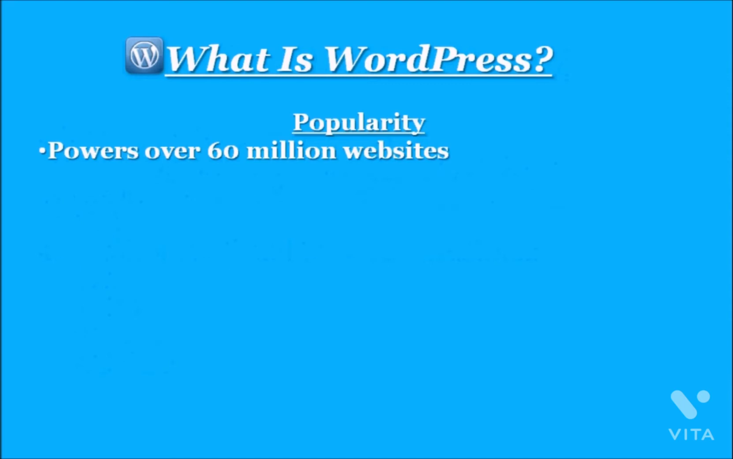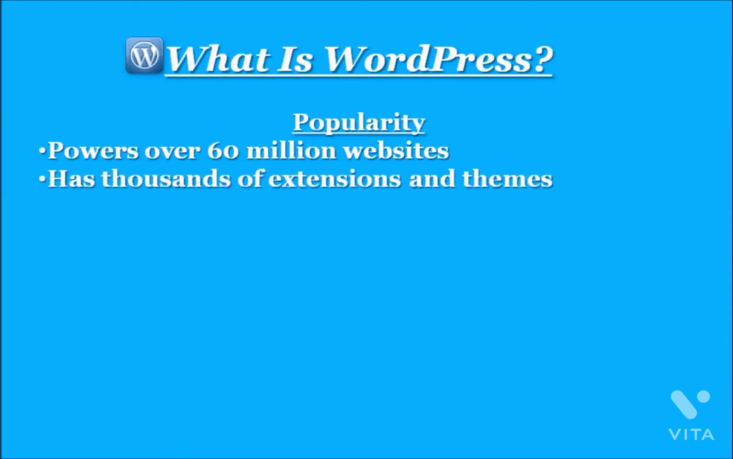WordPress has become increasingly popular, and it currently powers over 60 million websites. It has thousands of extensions and themes, and this is what has really made WordPress so popular and so powerful, because there are so many different layouts, and you can really create a beautiful website with the themes and the extensions. The plugins really make WordPress so nimble, and you can do pretty much anything with WordPress.